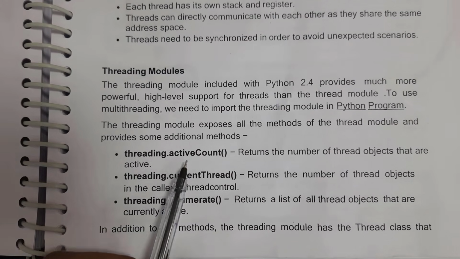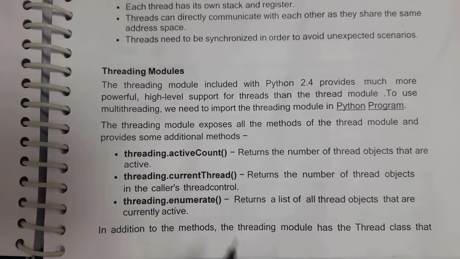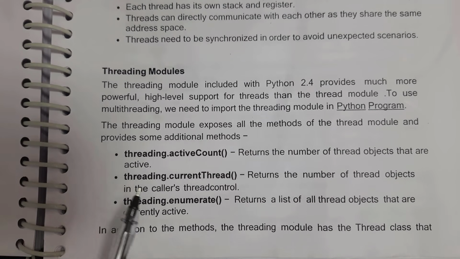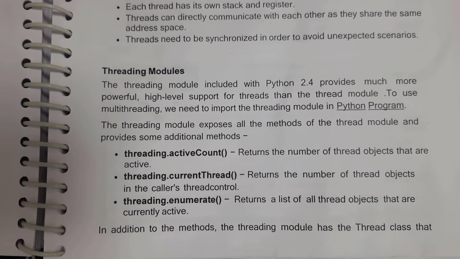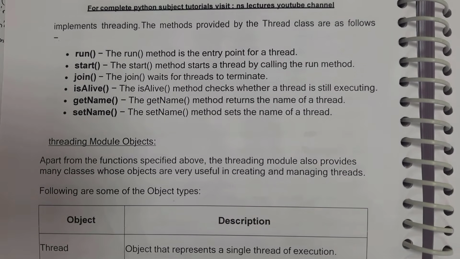They are active count method, current thread method, and enumerate method, where this threading dot active count method will return number of thread objects that are active, and similarly threading dot current thread method will return number of thread objects that are in caller thread control, where this threading dot enumerate method will return list of all thread objects that are currently active.